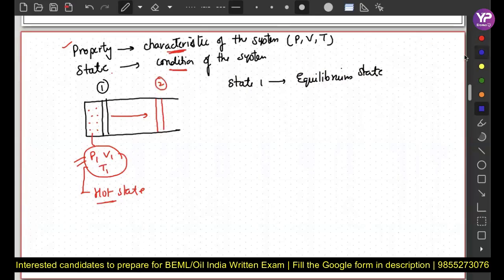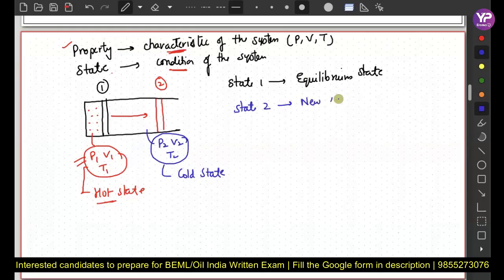Now the system properties get changed. The properties are now P2, V2 and T2. Due to the change in properties, what will happen? The condition will be changed. Let us suppose as the piston has moved from 1 to 2, the corresponding temperature has been reduced. So due to the reduction in temperature, the corresponding state is going to be a cold state. Now you can see a new state has been achieved due to the new properties. So always remember that whenever the properties or characteristics change, the state always changes. So this is a new equilibrium state.